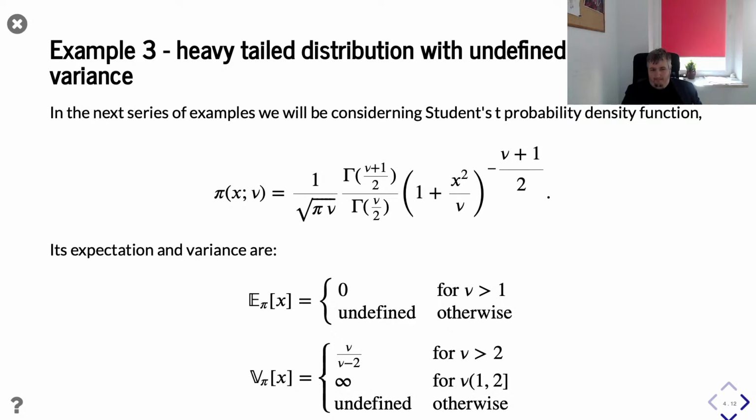the mean is not defined. In the case of variance, as long as we have 2 or more degrees of freedom, it can be directly computed. That is the degrees of freedom divided by the degrees of freedom minus 2. If we have between 1 and 2 degrees of freedom, the variance is infinite. And if we have one or less, then the variance, like the mean, is undefined.